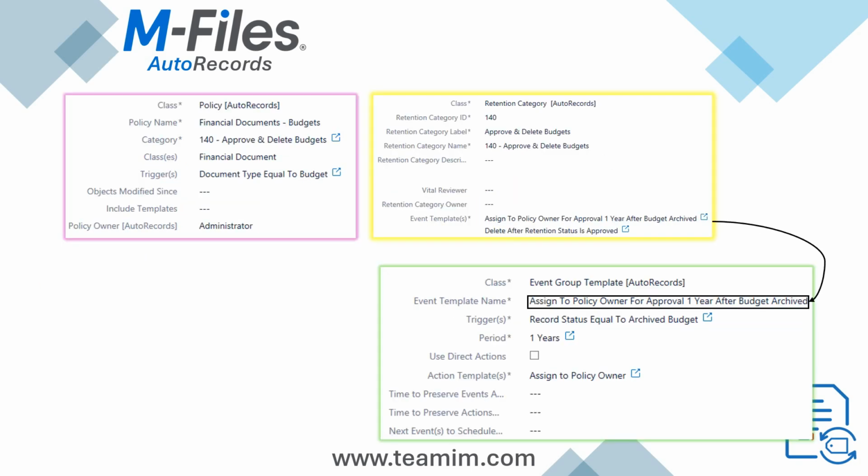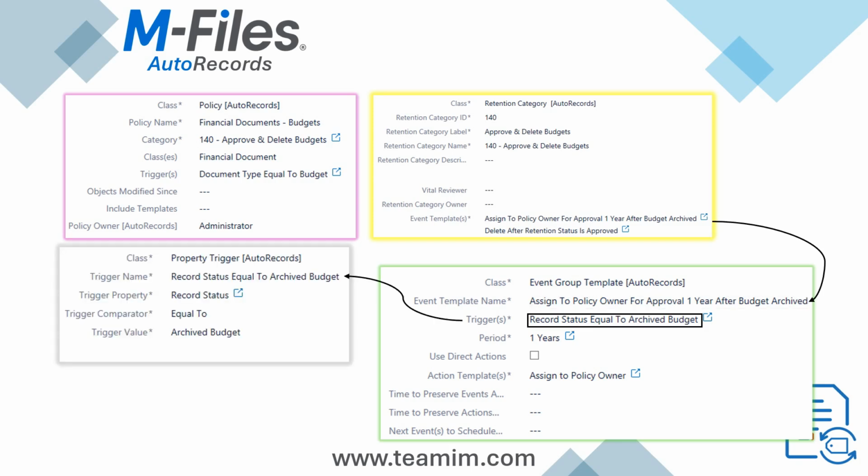The event group template is a configuration that controls how AutoRecords will treat documents that are part of this retention category. All event group templates follow a simple pattern of after some triggering criteria has been met, wait some period of time, and then perform some action. For this event group template, we will have a trigger based on the property record status. Looking at the trigger, the property is record status. Record status is a property that we've added to the budgets, so records management will not need to rely on workflow statuses.